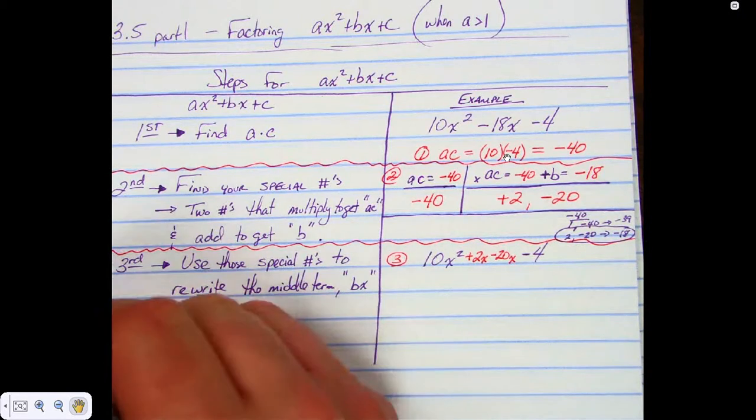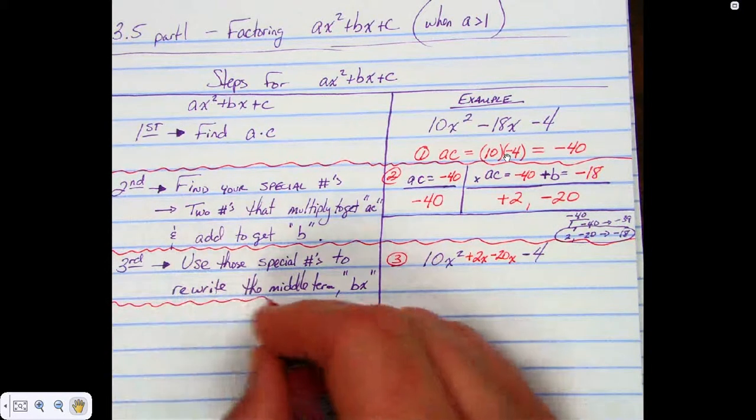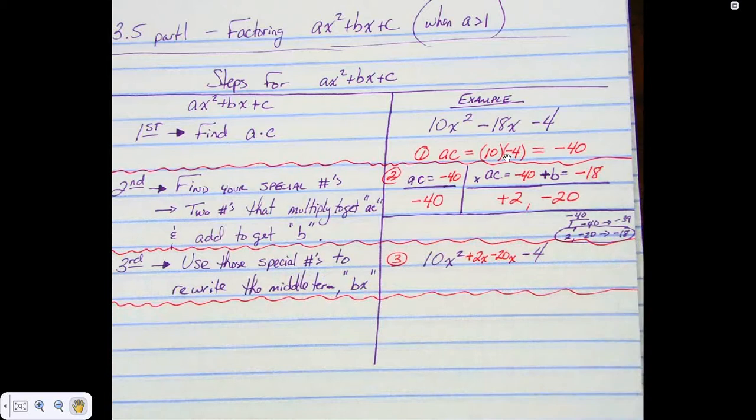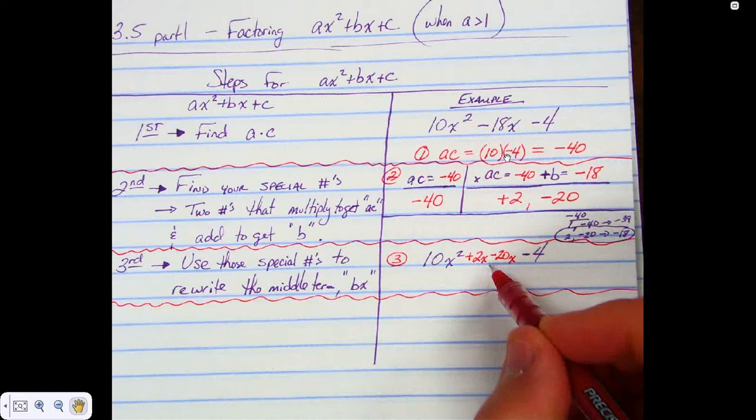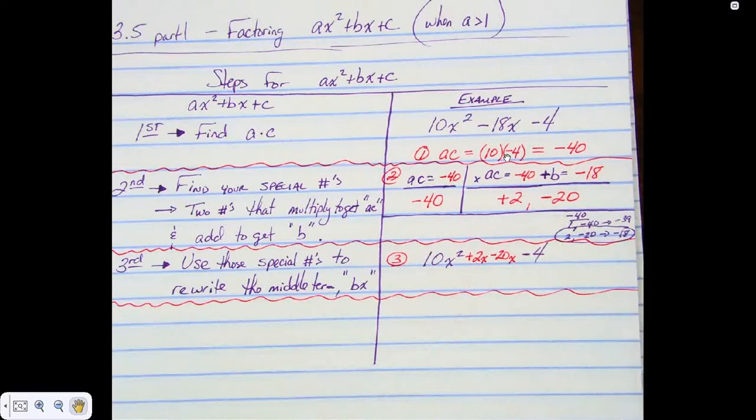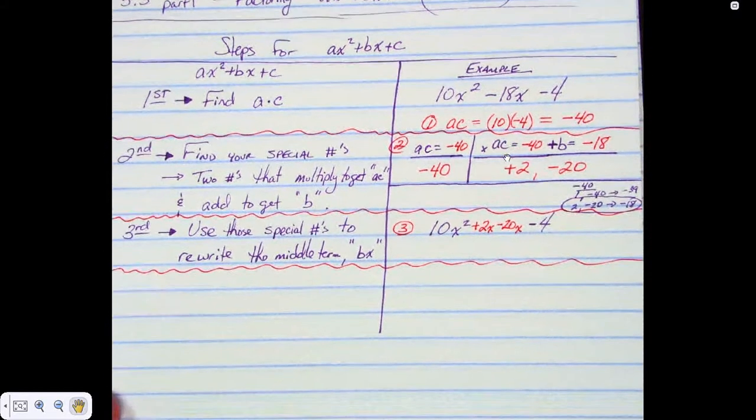So now I'm done with the third step. That's not so bad, is it? But I basically went from using the two special numbers I found to rewrite the middle term. Easy peasy, right? Fourth.